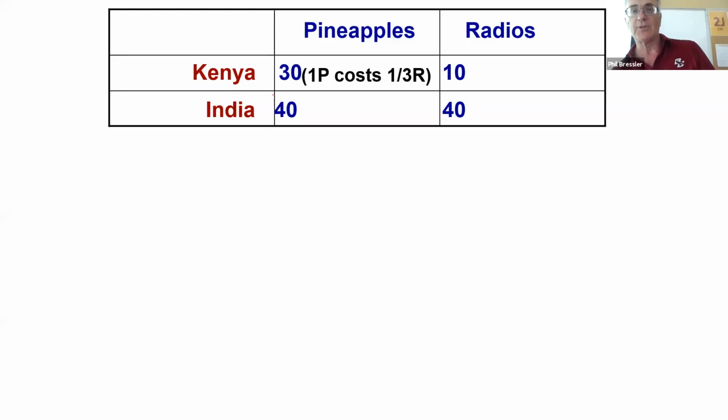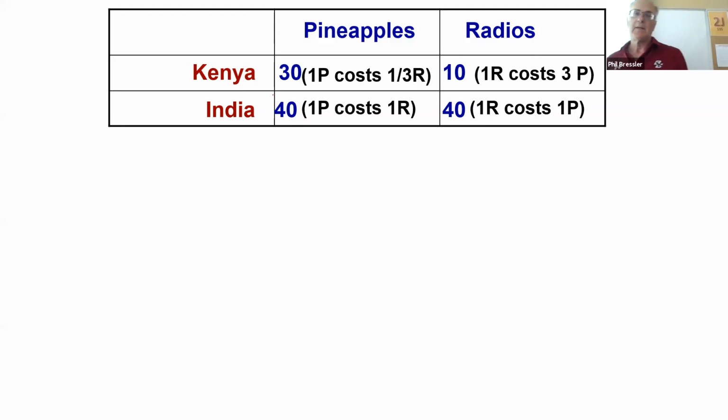Okay, so 1 pineapple costs 1/3 radio, or 1 radio costs 3 pineapples. Okay. Now, if India, which has the comparative advantage in radios, right? 1 is smaller than 3. We figured that out. What does India have to get for 1 radio to make the trade worthwhile? Think about that. Think about it for like 30 seconds. What does India have to get from Kenya? How many pineapples at least to make the trade worthwhile for India?